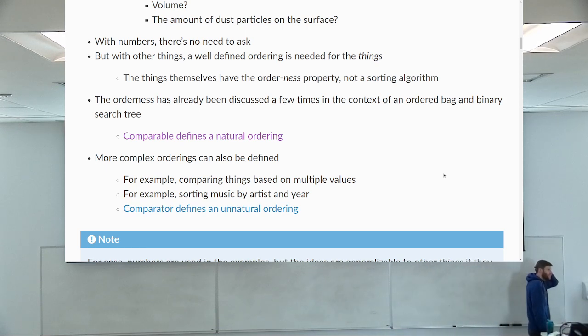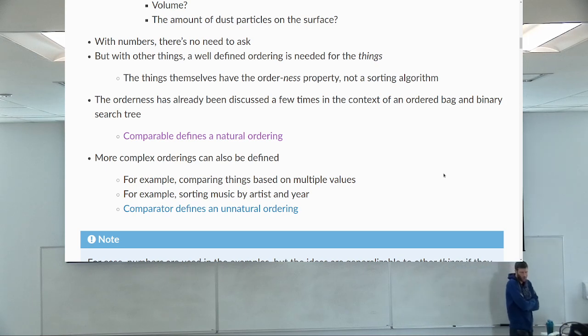With other things, a well-defined ordering is needed, and it's the things themselves that define the ordering. The sorting algorithms don't define the ordering, they use a defined ordering for sorting purposes. The elements themselves define the ordering, like the natural numbers have an ordering. Any class you make that has a compareTo is comparable, you've defined that ordering. It's the objects themselves that have the ordering. The algorithms just use the ordering that the objects have for sorting purposes.